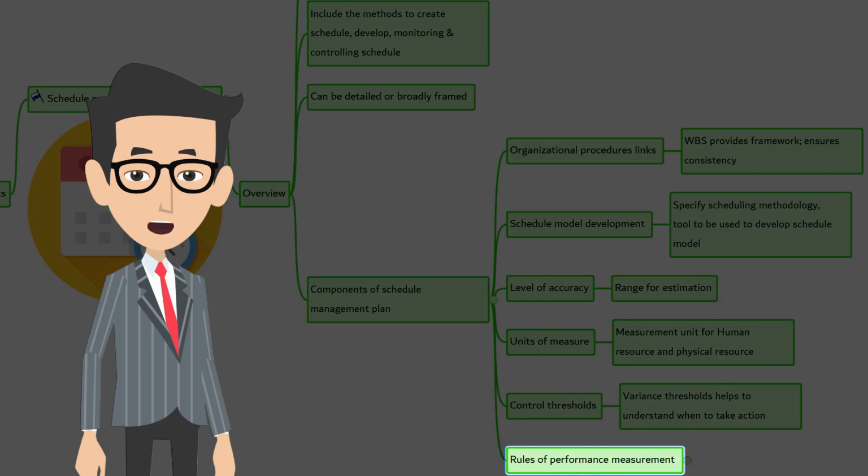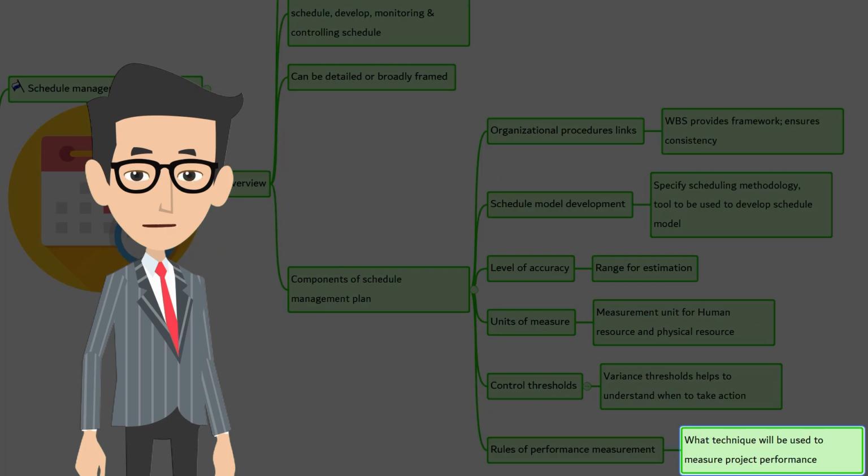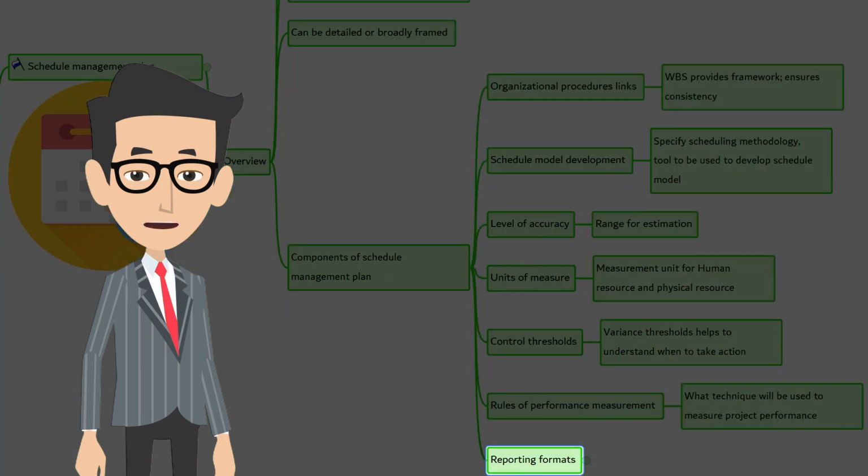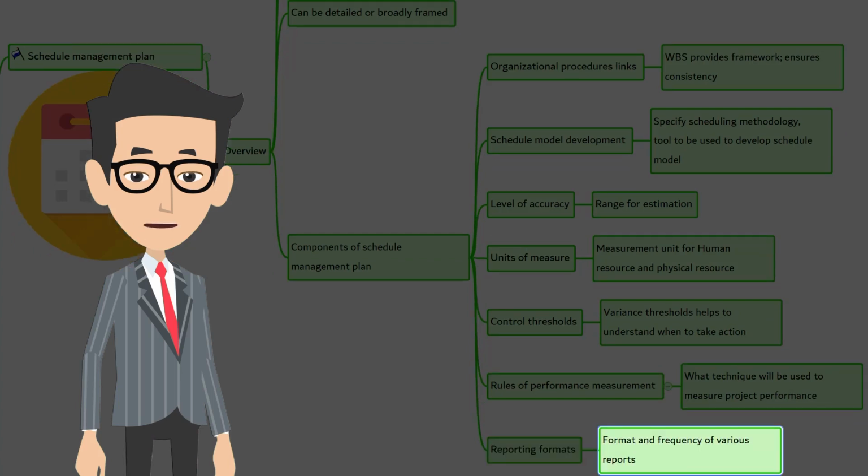Now, let's look at some of the rules of performance measurement. There could be earned value management, EVM, performance measurement, physical measurement set, etc. Here, you need to define the rules for establishing percentage complete. What kind of EVM technique will be deployed? For example, based on baseline, fixed formula, percentage complete, etc. The schedule performance measurement techniques such as schedule variance, schedule performance index, or any other method. The next and the last one is reporting formats. The format and frequency for various scheduling reports are defined here.